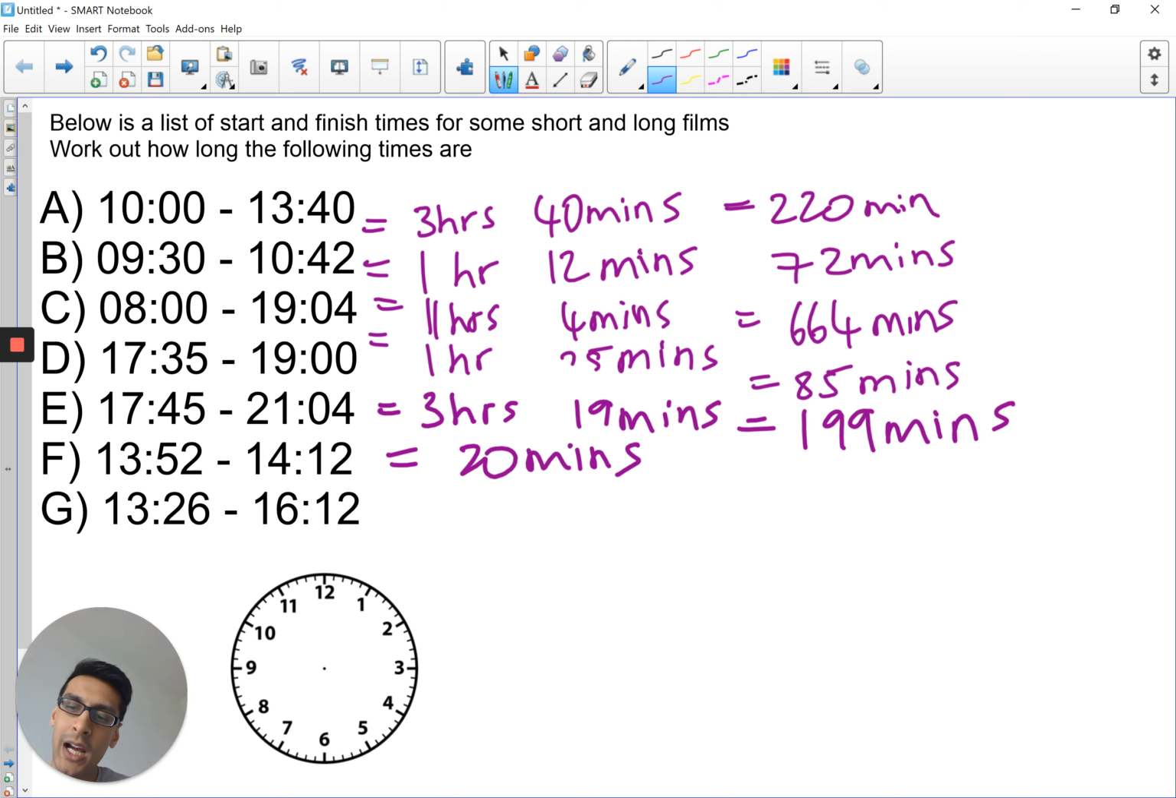And then we have 1:26 to 12 past 4. So we want to remember 26 is here. We're going to go all the way up to 60. The way you can just do that is do 60 minus 26 to work out the difference, and that's going to be 34 minutes.